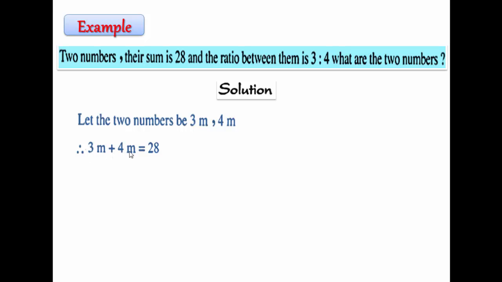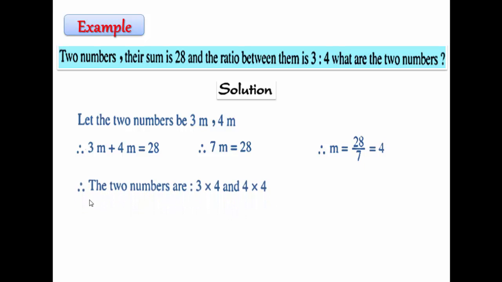Therefore 3m plus 4m equals 28. Therefore 7m equals 28. Therefore m equals 28 over 7. The quotient will be 4. Therefore the two numbers are 3 multiplied by 4 and 4 multiplied by 4, i.e. 12 and 16. Then the two numbers will be 12 and 16.